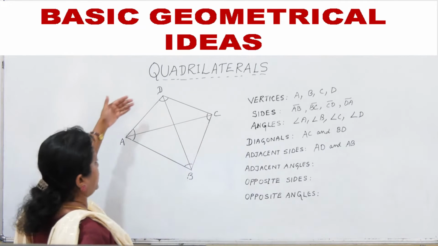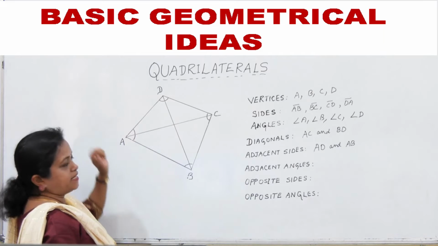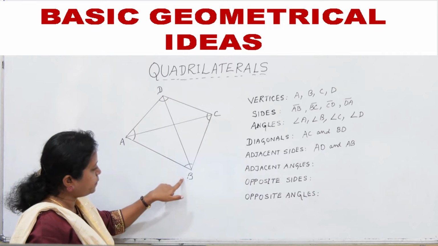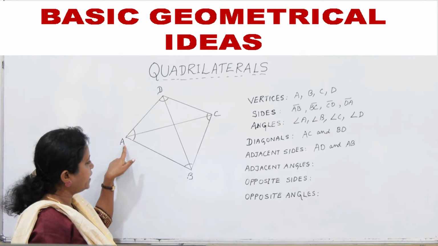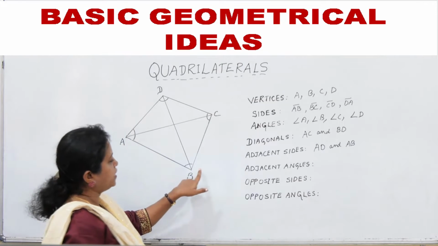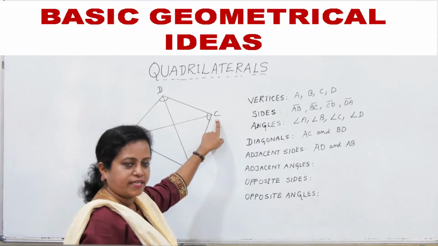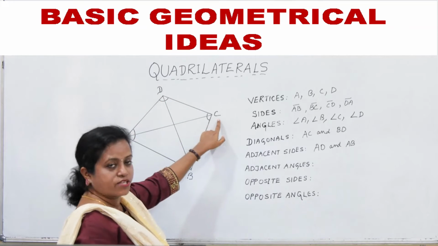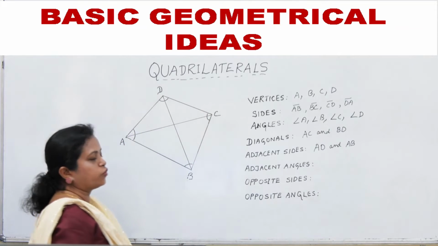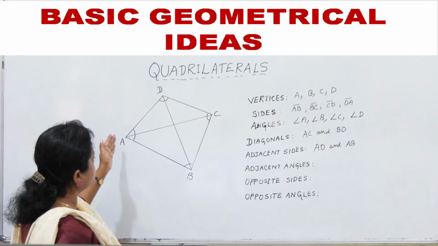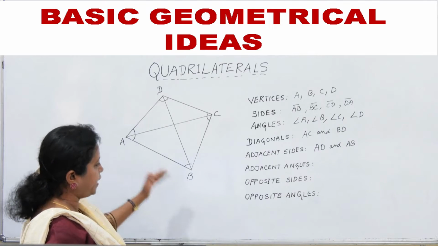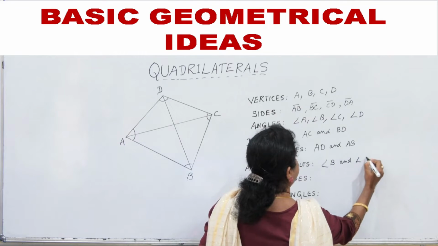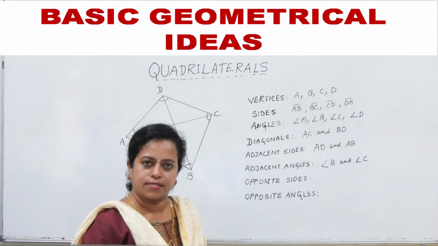For example, if you take the side AD, the adjacent angles will be angle D and angle A. If you take the side AB, the adjacent angles will be angle A and angle B. Or if you take the side BC, the adjacent angles will be B and C. And if you take the side CD, the adjacent angles will be C and D. So you can name any pair of adjacent angles, that is, it will be either angle A and B, or angle B and C. Angle B and angle C are one of the pairs of adjacent angles.